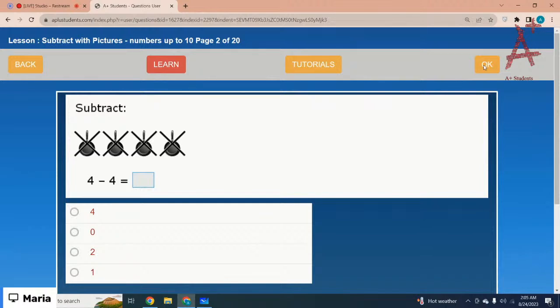Four take away. So the total pans you have are four, right? You have one, two, three, four pans, right? And you can see all of them are crossed out, right? That means when you start with four and you take away four, how many pans are you left with? You are left with no pan, right? All of them are crossed out. So that means 4 take away 4 equals 0. So the correct option is 0, right?